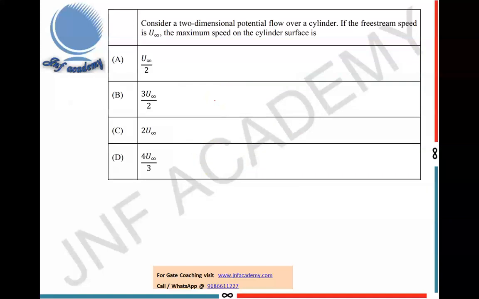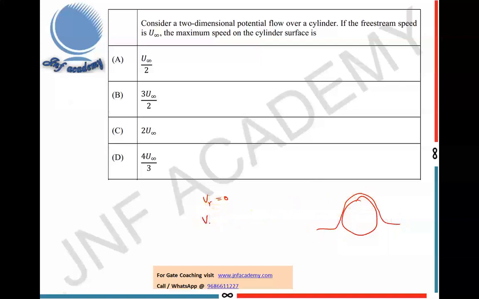consider a two-dimensional potential flow over a cylinder. If the free stream speed is u infinity, the maximum speed on the cylinder surface is... So this is a very straightforward question. So on the surface of the cylinder, you know that it's coming from the potential flow theory. On the surface of the cylinder, we know that the radial velocity will be 0. So if the cylinder is like this, if the flow is going like this, on the surface of the cylinder, radial velocity will be 0.